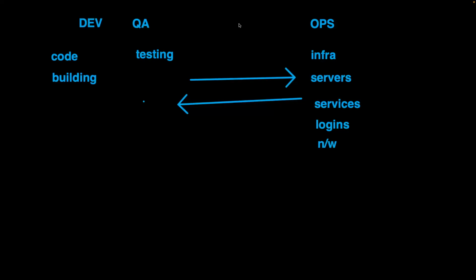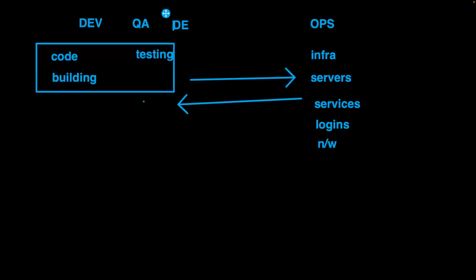Here, I'm clubbing both dev and QA together, and I would like to refer to this as the dev team. When I say dev team, yes, QA is also included. Let me call this the dev team because they work closely. I just want to put them together. So if they need any servers or services, they would request the ops team, and the ops team will serve the request of the dev team.